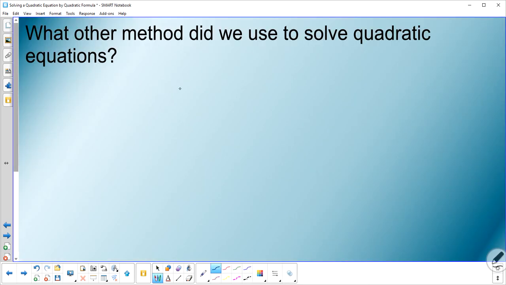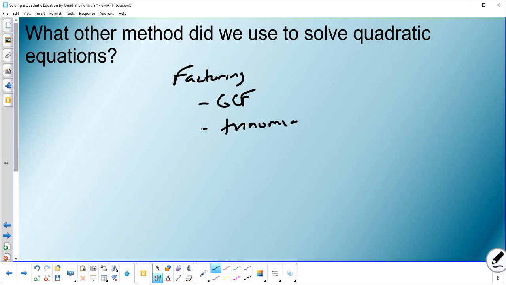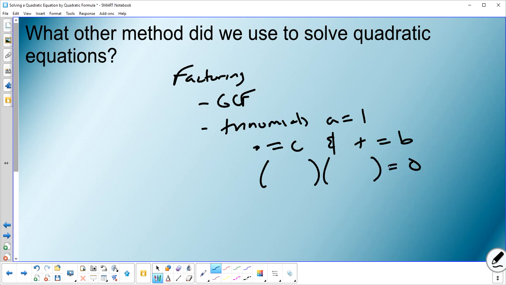Okay, we have also talked about factoring and lots of different types of factoring. So we've talked about the greatest common factor. You always want to look for that first. Then we did trinomials when a was equal to 1. That, remember, was just the factors of c. So they multiply to get c and add to equal b. When that was the case, we just wrote our answer as 2 binomials equals 0, and then we did a zero product property to separate those.